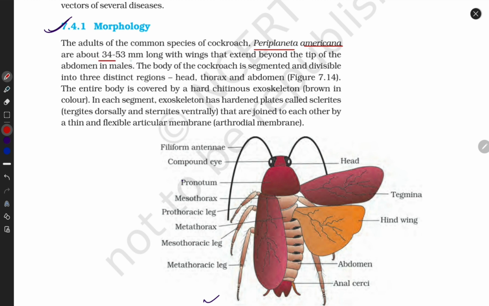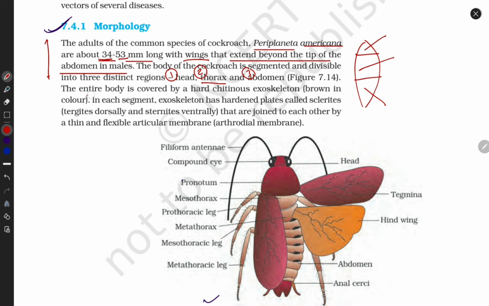About 34 to 53 mm long. This is their length, guys. Wings extend beyond the tip of the abdomen in the male. Wings are also present in the female, so don't be confused. Now the cockroach's body is divided into 3 parts. First is the head, second is the thorax, thorax means chest, third is the abdomen. The body is segmented, and according to their segmentation they are divided into head, thorax, and abdomen.